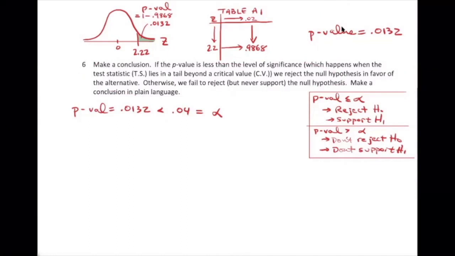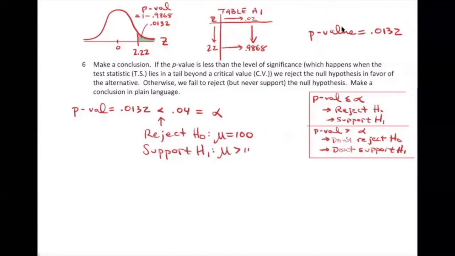Okay, so the p-value is less than or equal to alpha, so we reject the null hypothesis. The null hypothesis says that the mean is 100. We're not going with that. But we are supporting the alternative, H1, which said that the mean is greater than 100.